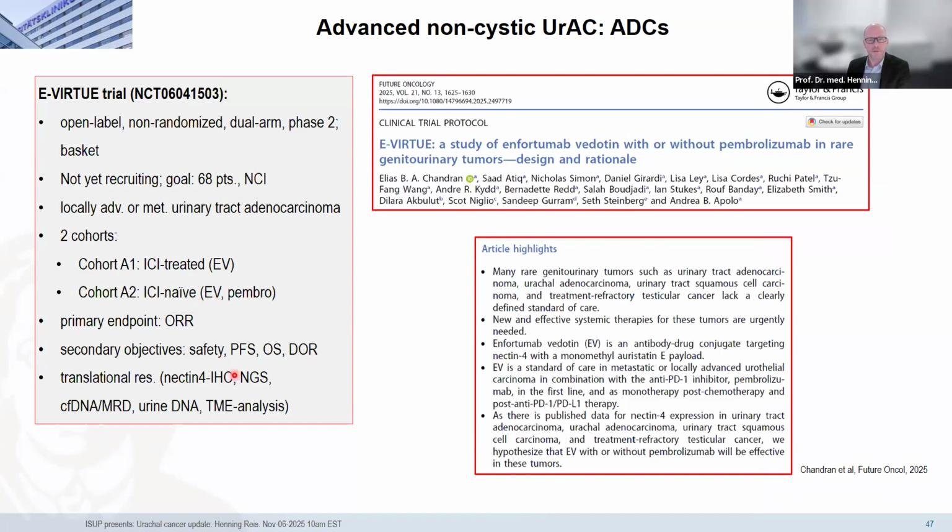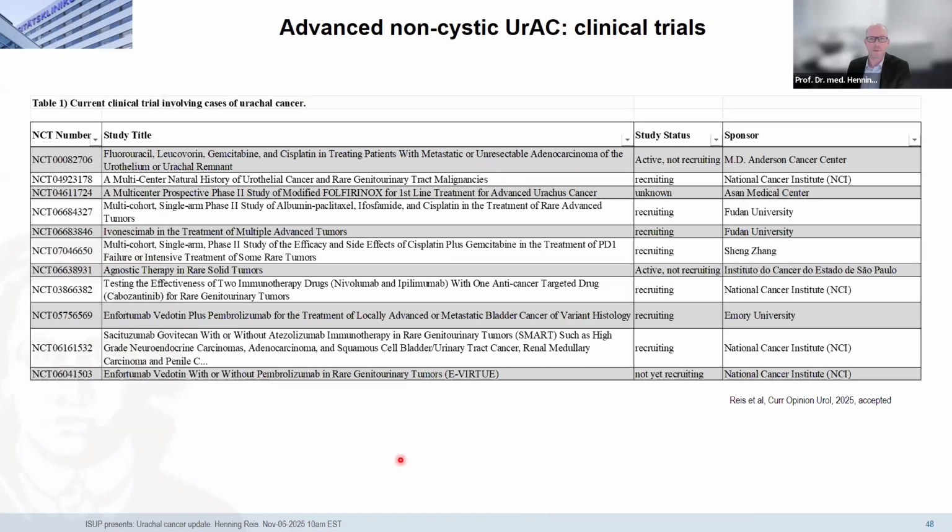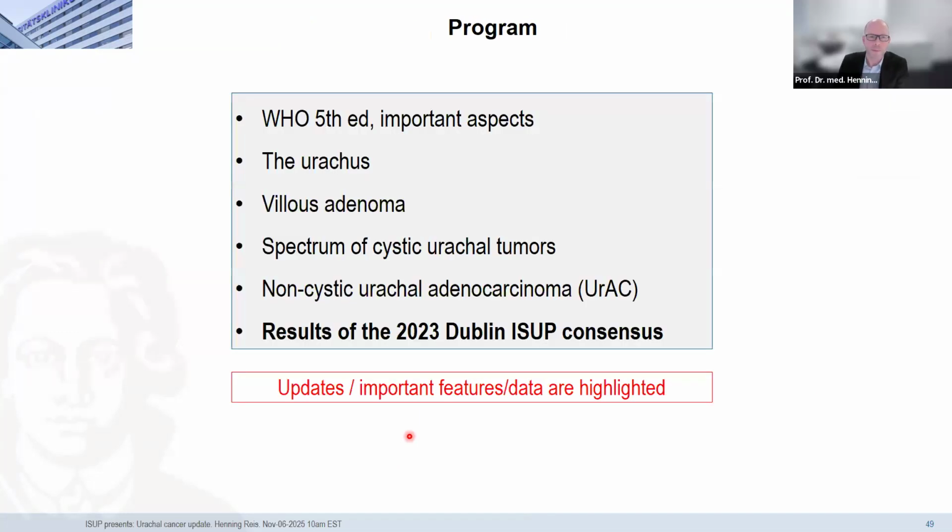Apart from that, it's a very similar trial. We are waiting for this data in 2 or 3 years, and we're very much looking forward to it. This is just a table to show which clinical trials are going on at the moment. This is a table taken from our manuscript, which has just recently been accepted, so that can be looked up afterwards in the literature. So coming now to the Dublin ISUP Consensus Conference.